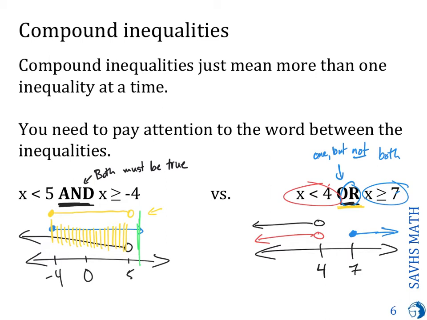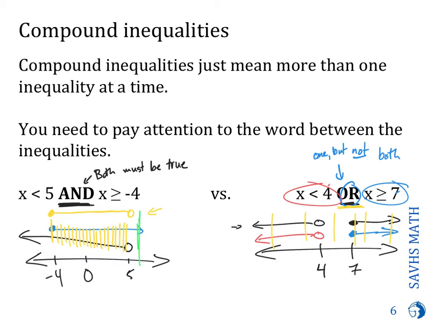So the solution is this black set of inequalities right here. One of them is true here, not both. One of them is true here, not both. Neither of them is true here, so there's no line there, which makes sense. One of them is true here, here, and here. So all of the combinations work.